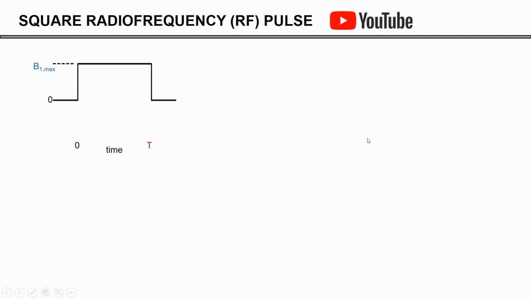So in the previous video we talked about the square or hard RF pulse. That's the simplest RF pulse you can have. Basically, you turn it on to a certain amplitude, B1 max, then you leave it on at a constant amplitude, and then after a pulse length t, you turn it back off again.